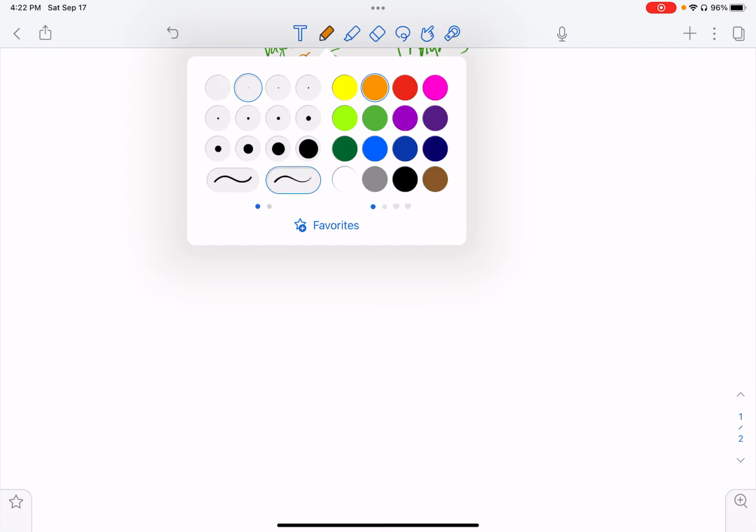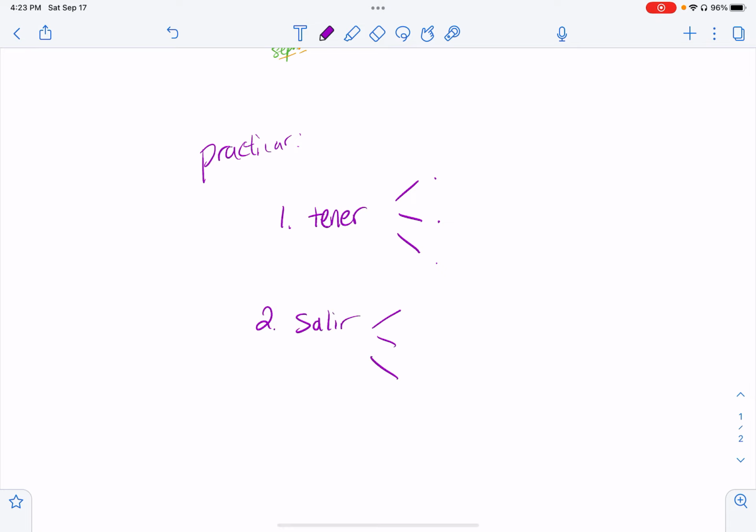All right, just a little bit of practice before we end the video. I'd like you to do the following verbs in your notes. First verb I'd like you to do is tener, and I'd like you to do it in all 3 forms, the usted, the ustedes, and the nosotros. The next verb I'd like you to put in your video notes is salir in all 3 forms. And then the last verb I'd like you to do is bailar in all 3 forms.